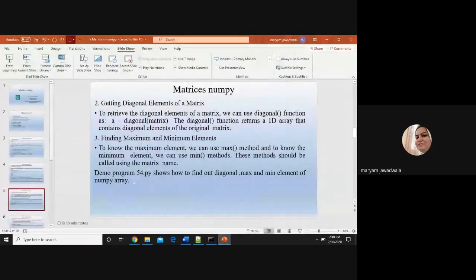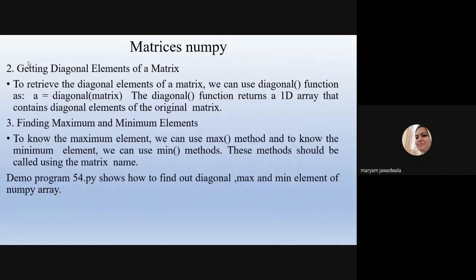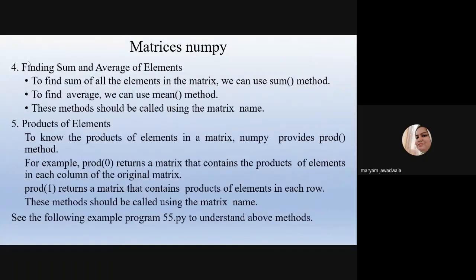Moving ahead. Next one, finding the sum and average of the elements. You can find the sum of all the elements present in a matrix using the sum method, and to find the average of the elements present in the matrix, you need to use the mean method, right? These two methods, sum and mean, should be called using the matrix name. Matrix name dot sum and matrix name dot mean will give you the sum and average of the elements present in the numpy matrix.